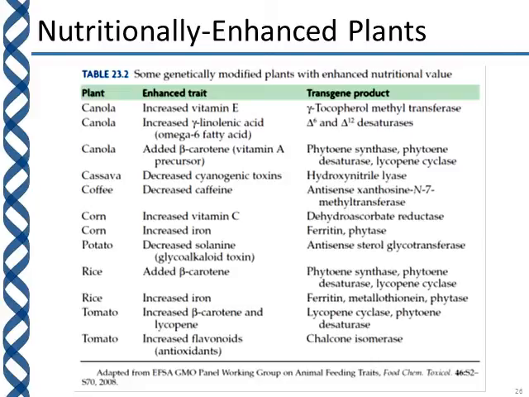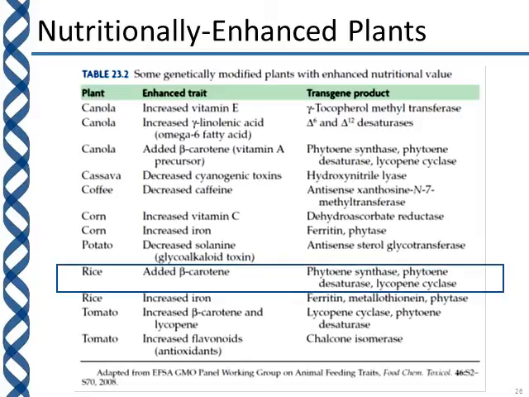And one of the things we'll cover in a little bit more detail is in rice, one can add the beta-carotene. On the right of this chart, it shows the genes or transgene products which have been added to these plants to enhance their nutrition.